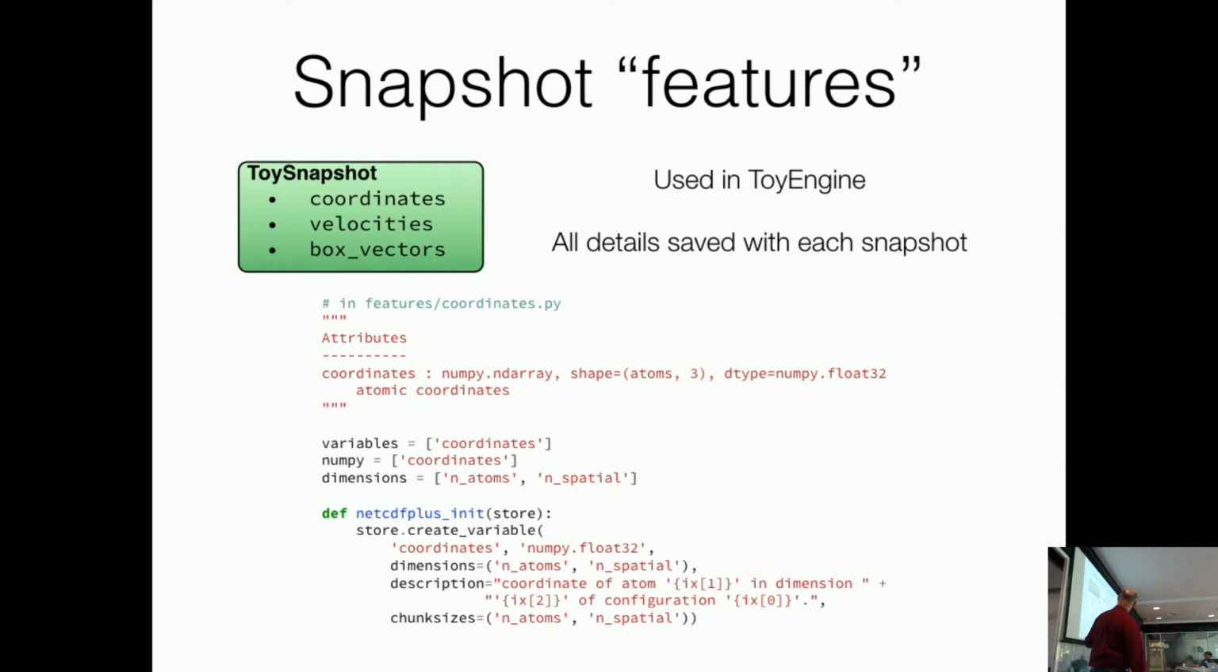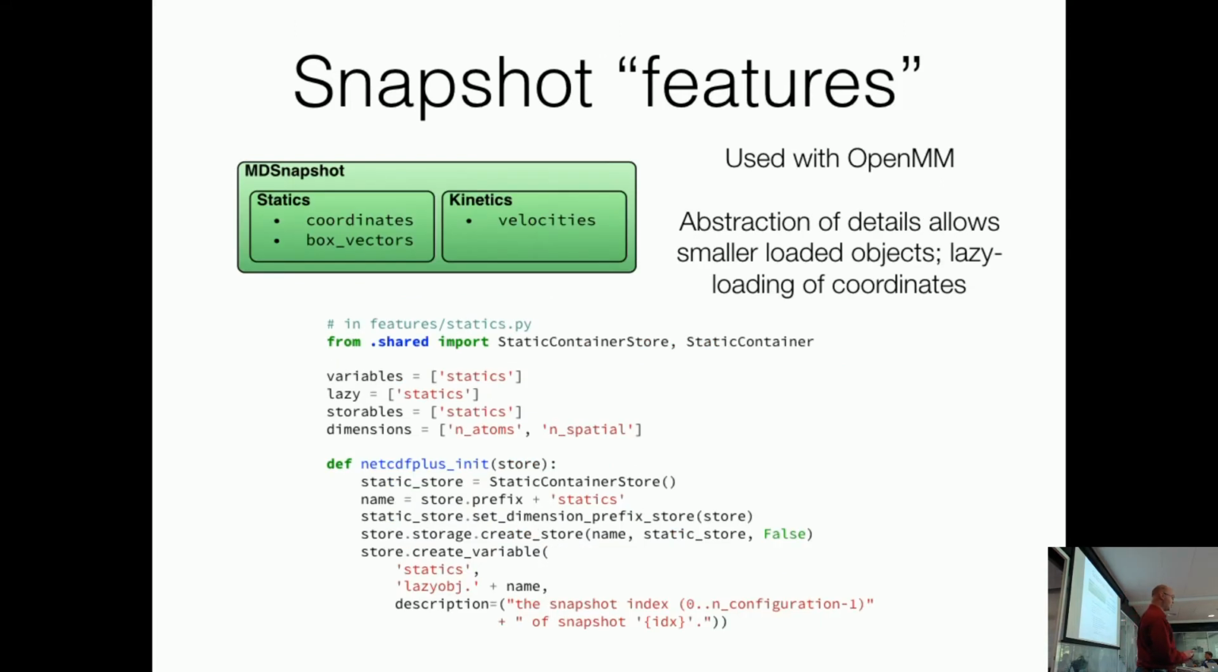And this is what you need in the features.coordinate/coordinates.py. Obviously, you'd have something else for velocities, something else for box vectors. This is just one of these. But all it is, what is it? How do you store it? That's what you need to tell. This gets a little bit more complicated in other cases.